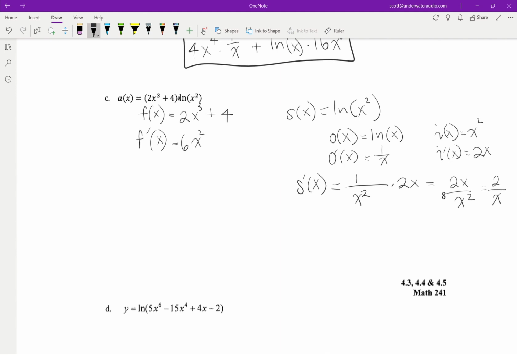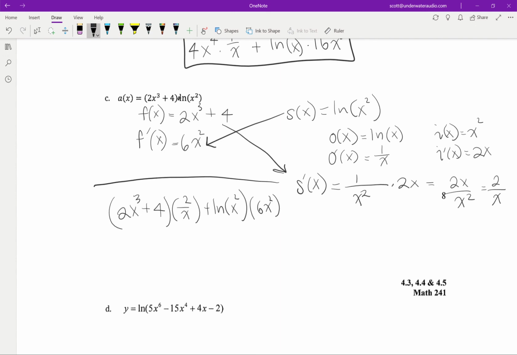Okay, so then I need to go back and finish and do my product rule, which says you could do the first times the derivative of the second plus the second times the derivative of the first. So that would be 2x cubed plus 4 times 2 over x plus the natural log of x squared times 6x squared. Okay, and I'm going to stop there because my battery's dying.